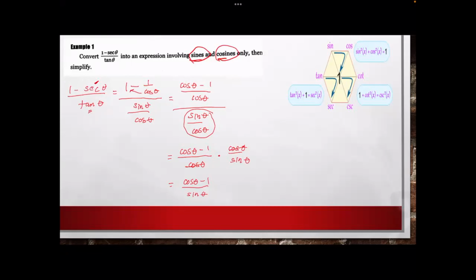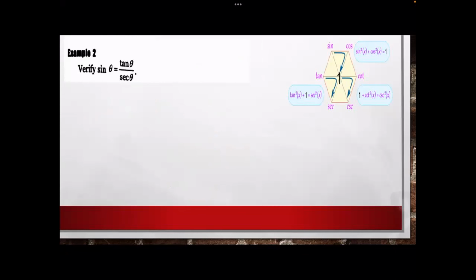Okay. The next example, we have to verify if sine theta is equal to tan theta over the secant theta. So, we need to verify that kung ang sine theta daw ba ay equal kay tan theta over the secant theta. So, ano yung mga papalitan natin dito? So, ang papalitan natin dito na wala sa sine and the cosine is the tangent and the secant ulit. So, in this case, kailangan natin ma-prove na sila ba ay equal or hindi.